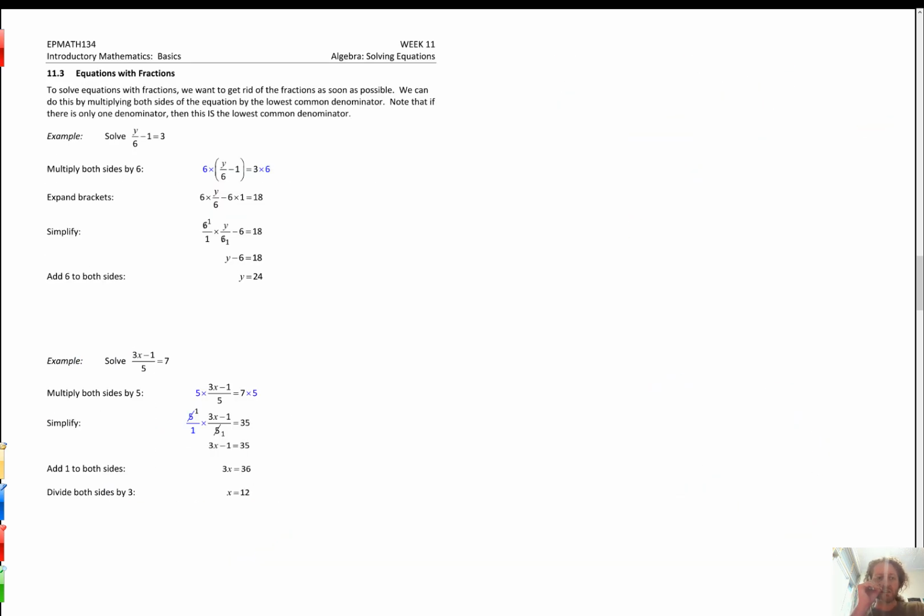Now equations with fractions. So we've got to revisit fractions a little bit here. And the overall concept is that we don't want fractions in the question. Look at this first one. We've got y on 6 minus 1 equals 3. I know that I don't want that 6 there. Normally here what I would do is, again, get rid of that minus 1 by plussing 1 both sides. If I added 1 to both sides there, I'll get y on 6 equals 4.